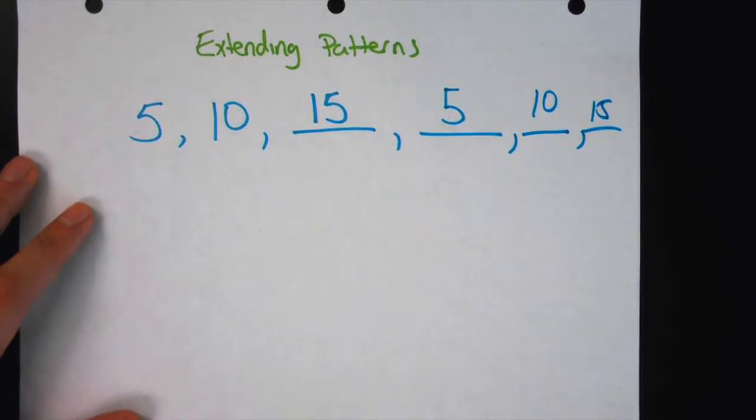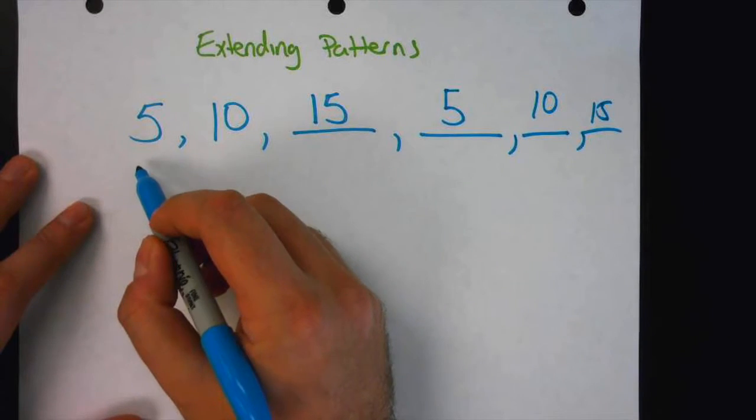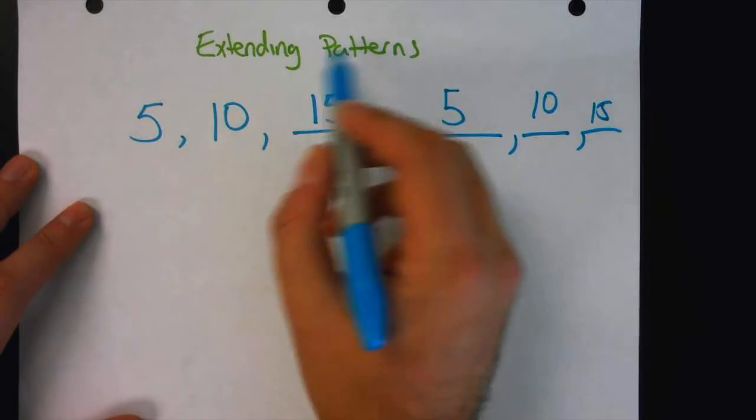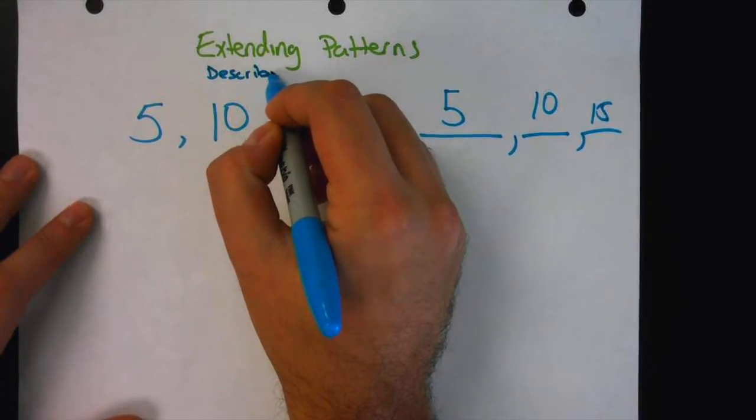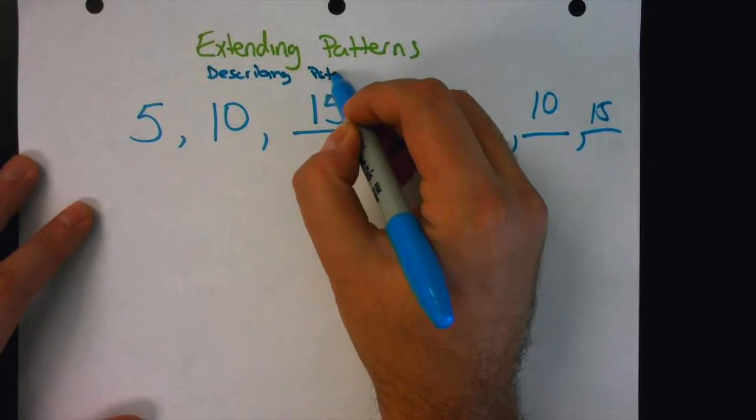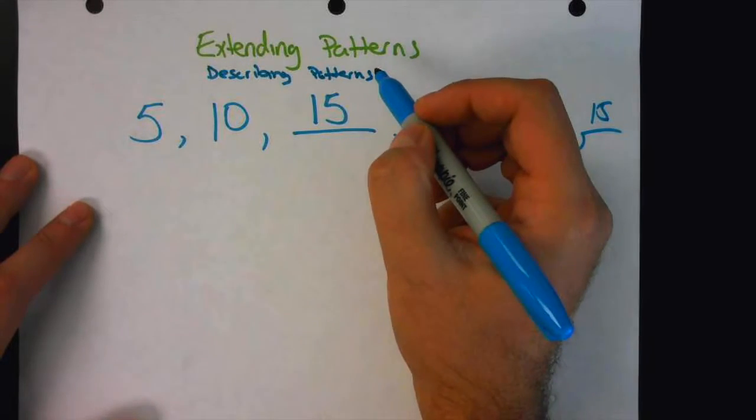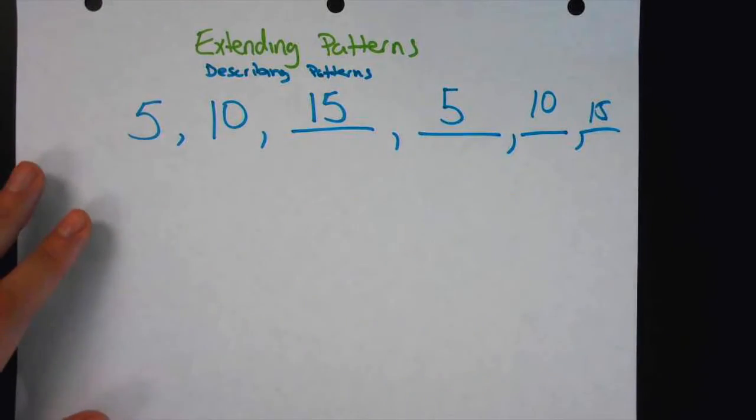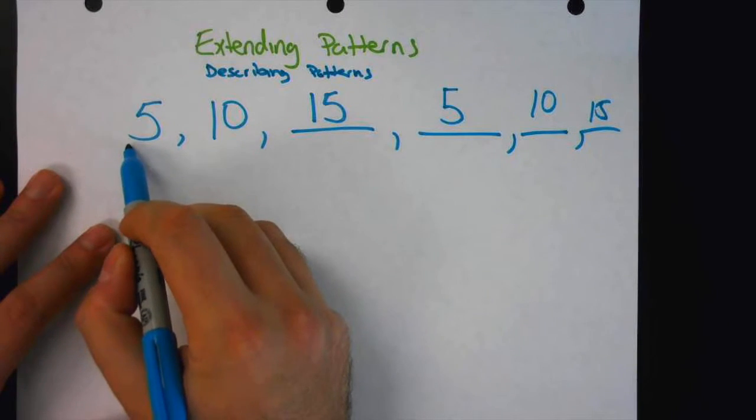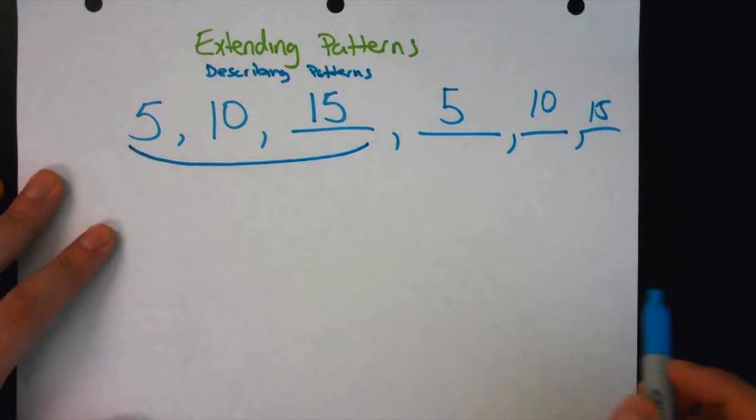So this right here, instead of extending patterns, we can call it describing patterns. So maybe that's where the confusion came in. You guys thought maybe extending it means it had to grow or shrink or whatever. But it also could mean just repeating this.